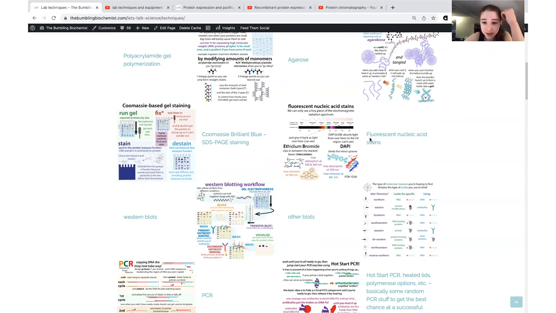For nucleic acid stains, you're often doing some sort of fluorescent stain. The classic one is ethidium bromide. It's gotten a pretty bad rap because it can intercalate between DNA bases. Basically, pun intended, it can slip in between the bases of DNA. And this allows it to bind. And because it absorbs UV light, we're going to be able to measure that absorbance.